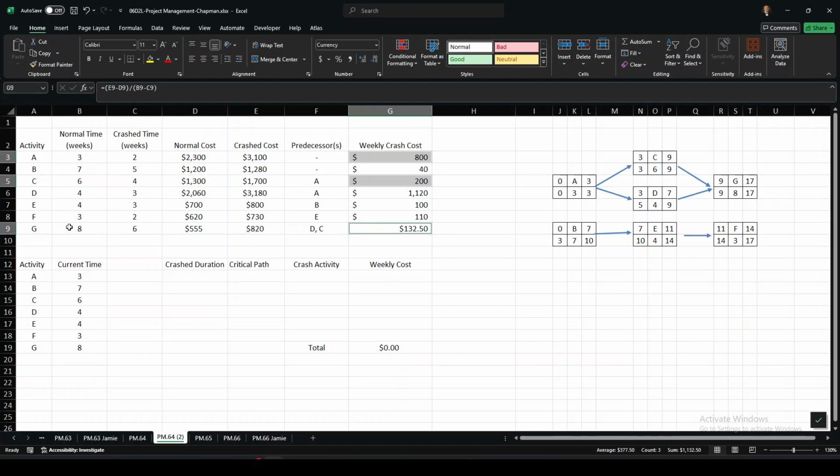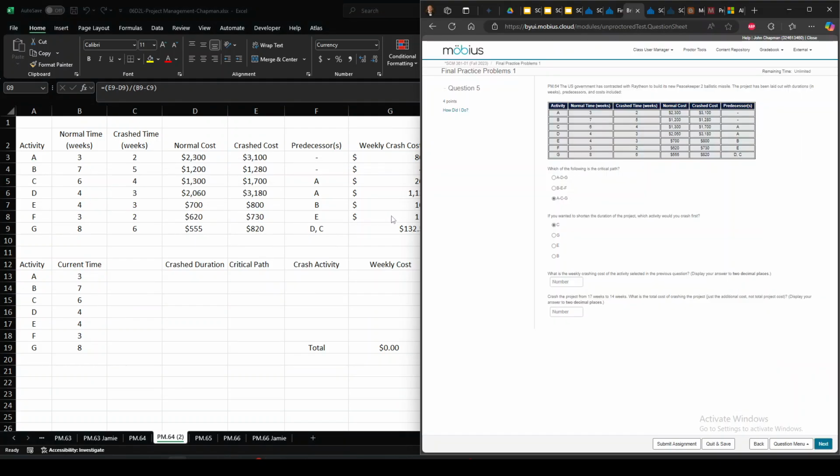And it looks like we can crash G twice. That would be our maximum number of crashes, twice. So the question here is, which activity would we crash first? It would be G.